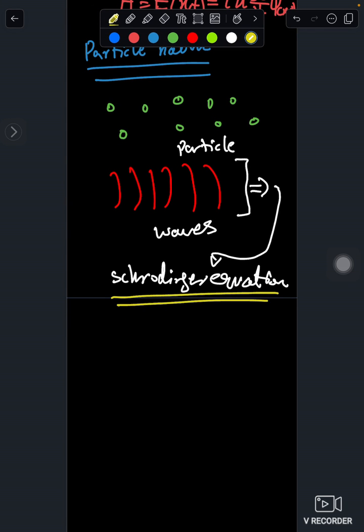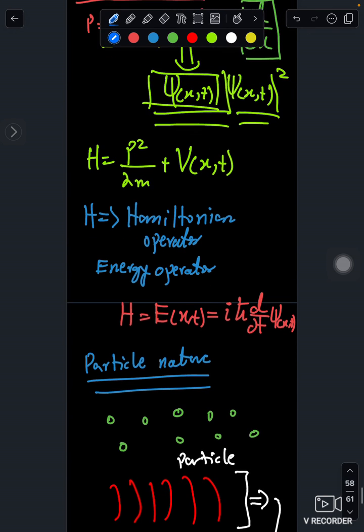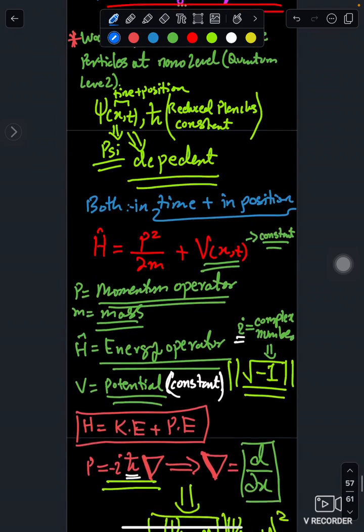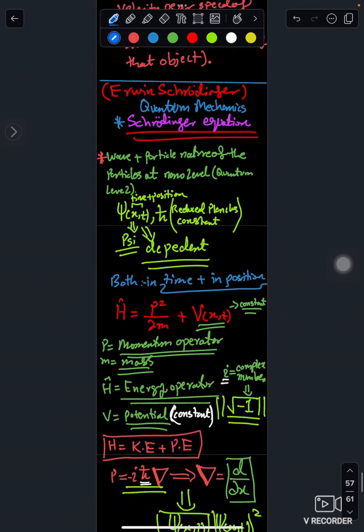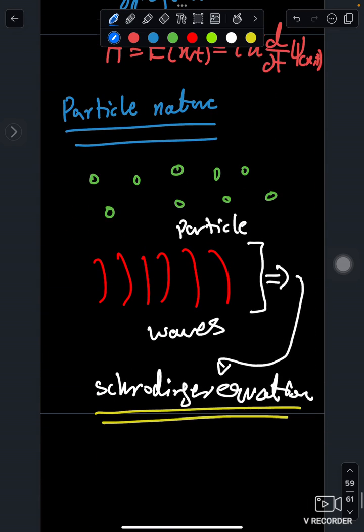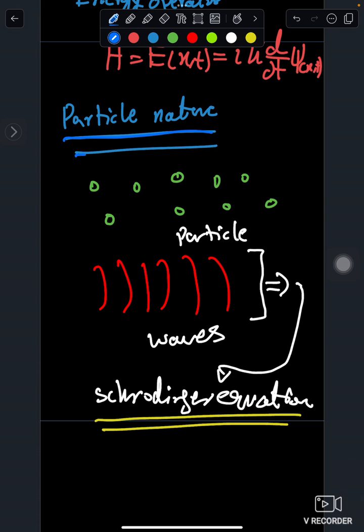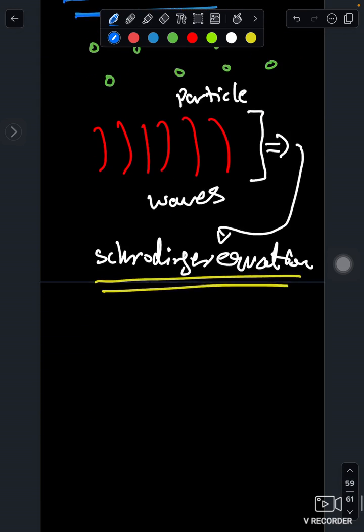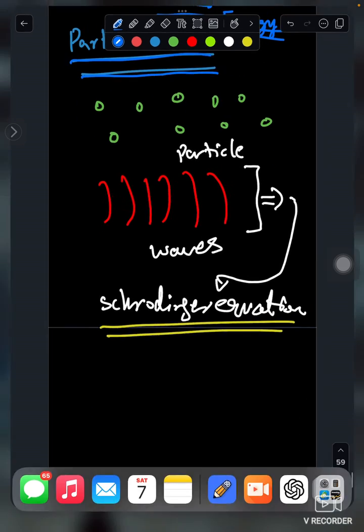So then what else do we have? Dependent. So then particle nature, Hamiltonian. Here it's energy. E is energy.